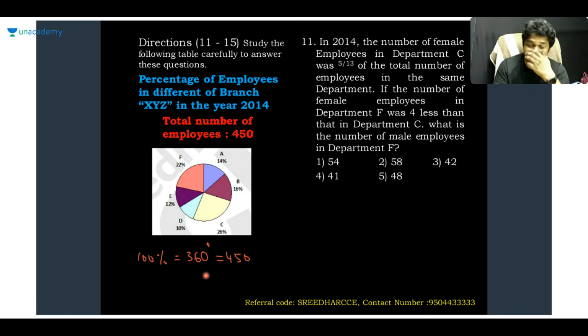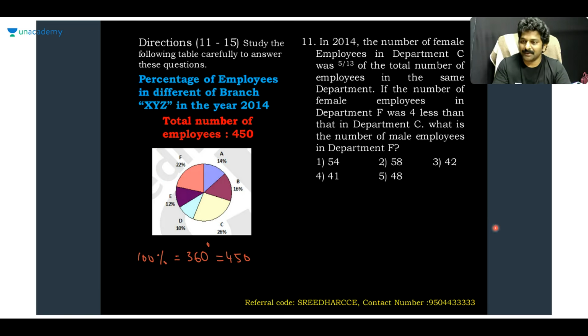Sometimes they will mention incomplete data. For example, if F is not given, values are given in percentage. Total all 6 values together should be equal to 100%. Add remaining 5 values, subtract it from 100%, you'll get F value. That's how you can fill incomplete data.